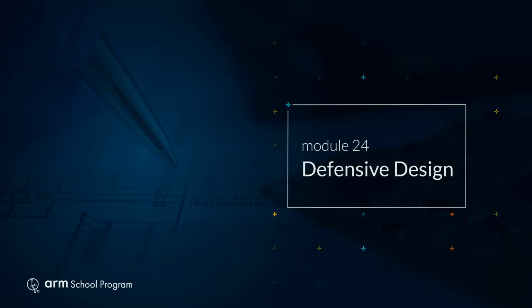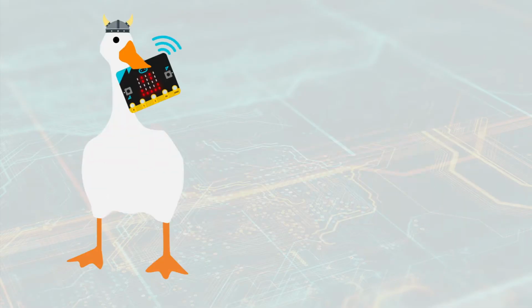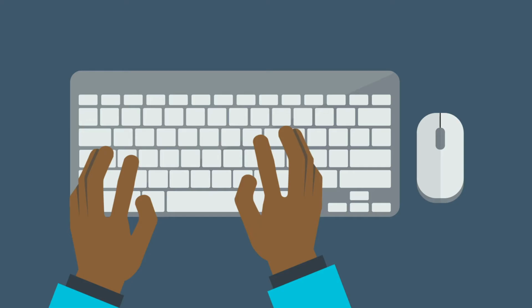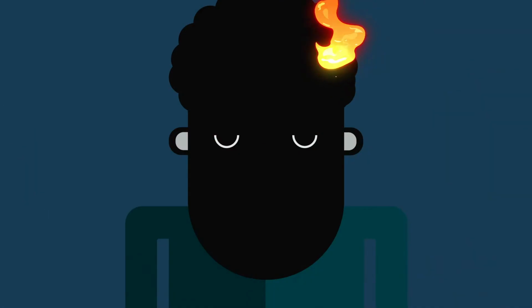Module 24, Defensive Design. When you create your program, you need to make sure it is robust. This means that it won't break when something unusual happens. This is called creating a defensive design.